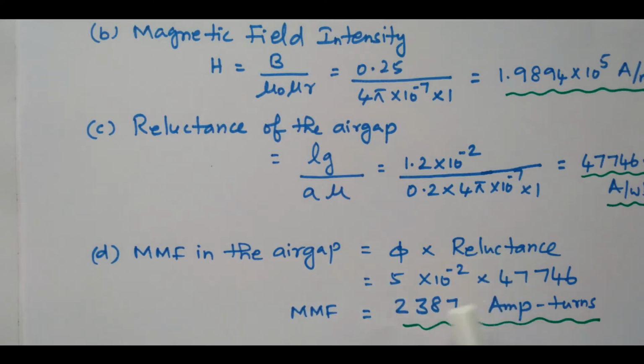Now we'll find the MMF in the air gap. Reluctance equals MMF by φ, so MMF equals φ into reluctance. The φ value is given as 5 × 10^-2, and the reluctance value we calculated is 47,746. By simplifying we got 2,387 ampere turns. So now we calculated all the parameters: flux density, magnetic field intensity, reluctance in the air gap, and MMF in the air gap. Some more problems are available on the magnetic circuit.